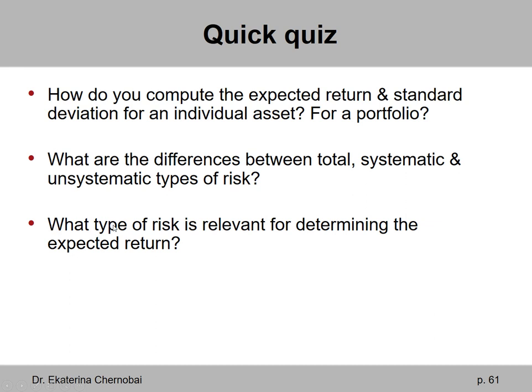And the last one: what type of risk is relevant for determining the expected return? It's only the risk that will always remain, the so-called systematic risk, also called market risk or non-diversifiable risk. So the higher the non-diversifiable risk, the higher the return that investors should expect from this stock. That's because the unsystematic risk can be eliminated by the investors themselves. So there is no reward for bearing risk unnecessarily.